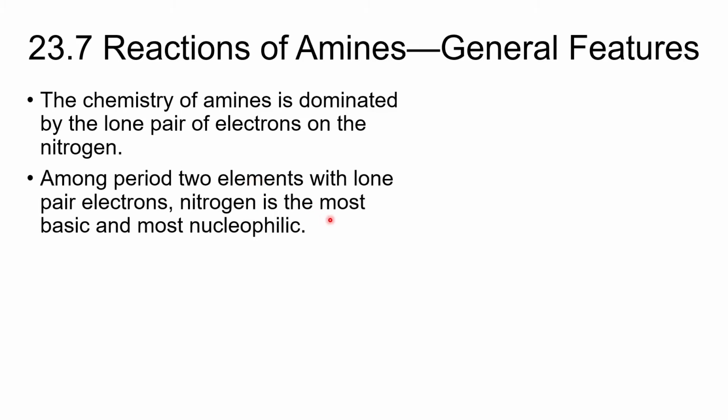It turns out that among our period 2 elements, nitrogen is typically the most basic and the most nucleophilic. So we're going to find that nitrogen is more basic than the oxygens, provided that they have the same charge. And again, nitrogen will be more nucleophilic than the oxygens. And same thing with fluorine.